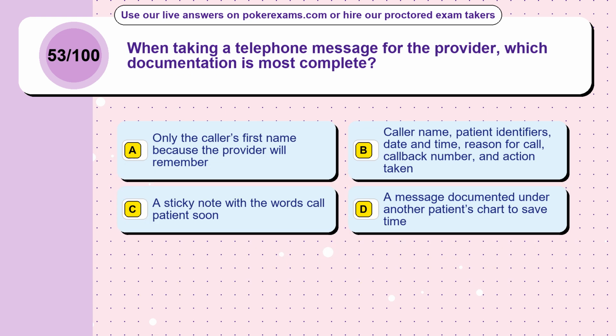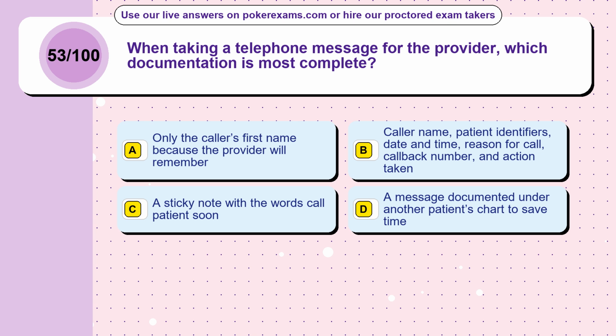Question 53. When taking a telephone message for the provider, which documentation is most complete? Option A. Only the caller's first name because the provider will remember. Option B. Caller name, patient identifiers, date and time, reason for call, callback number, and action taken. Option C. A sticky note with the words "Call patient soon." Option D.